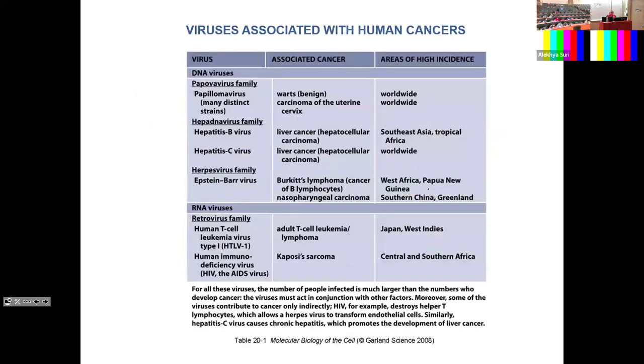And this is a table for those who are curious, if you want to know all the names. One of the very characteristic ones is the RNA retrovirus, right? HIV is a retrovirus. And then here you have hepatitis C. So these are the names for your curiosity.